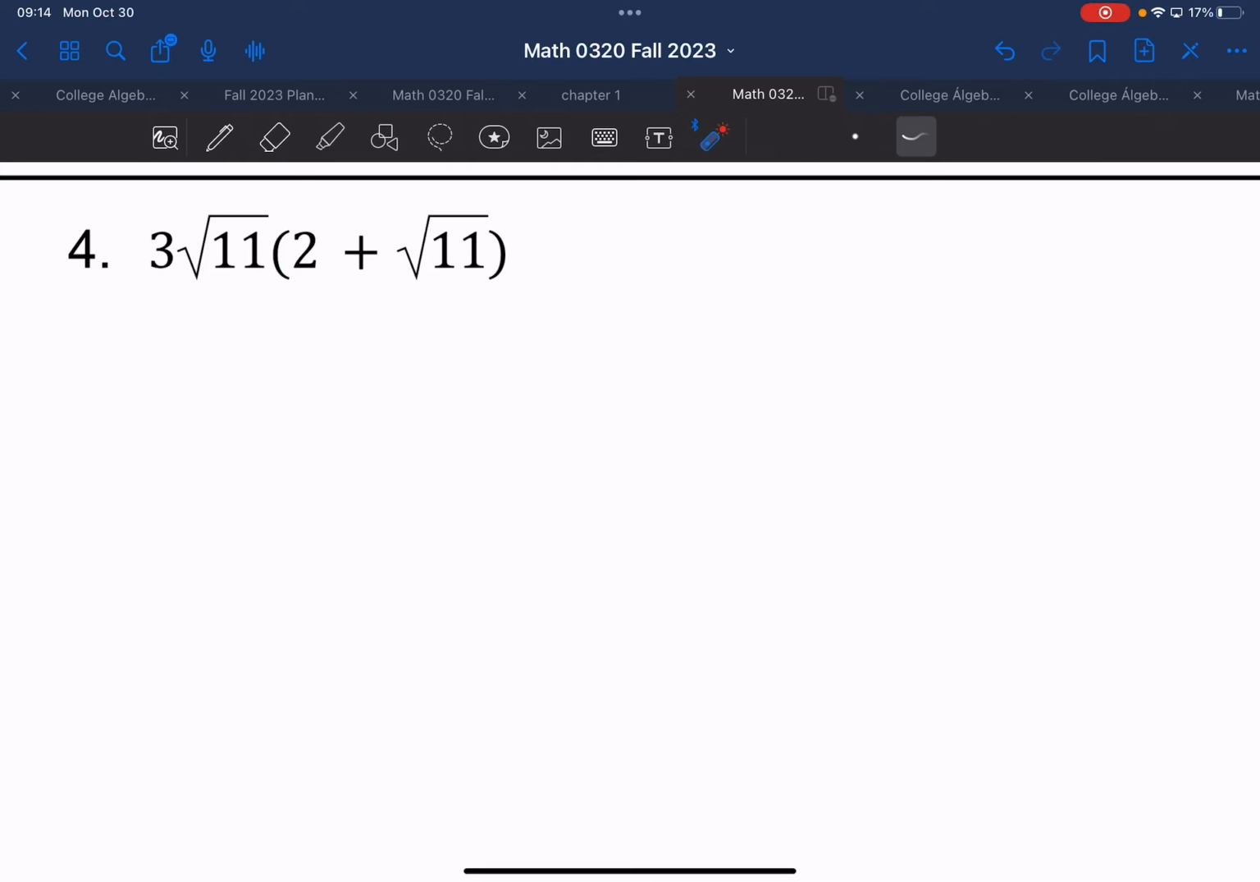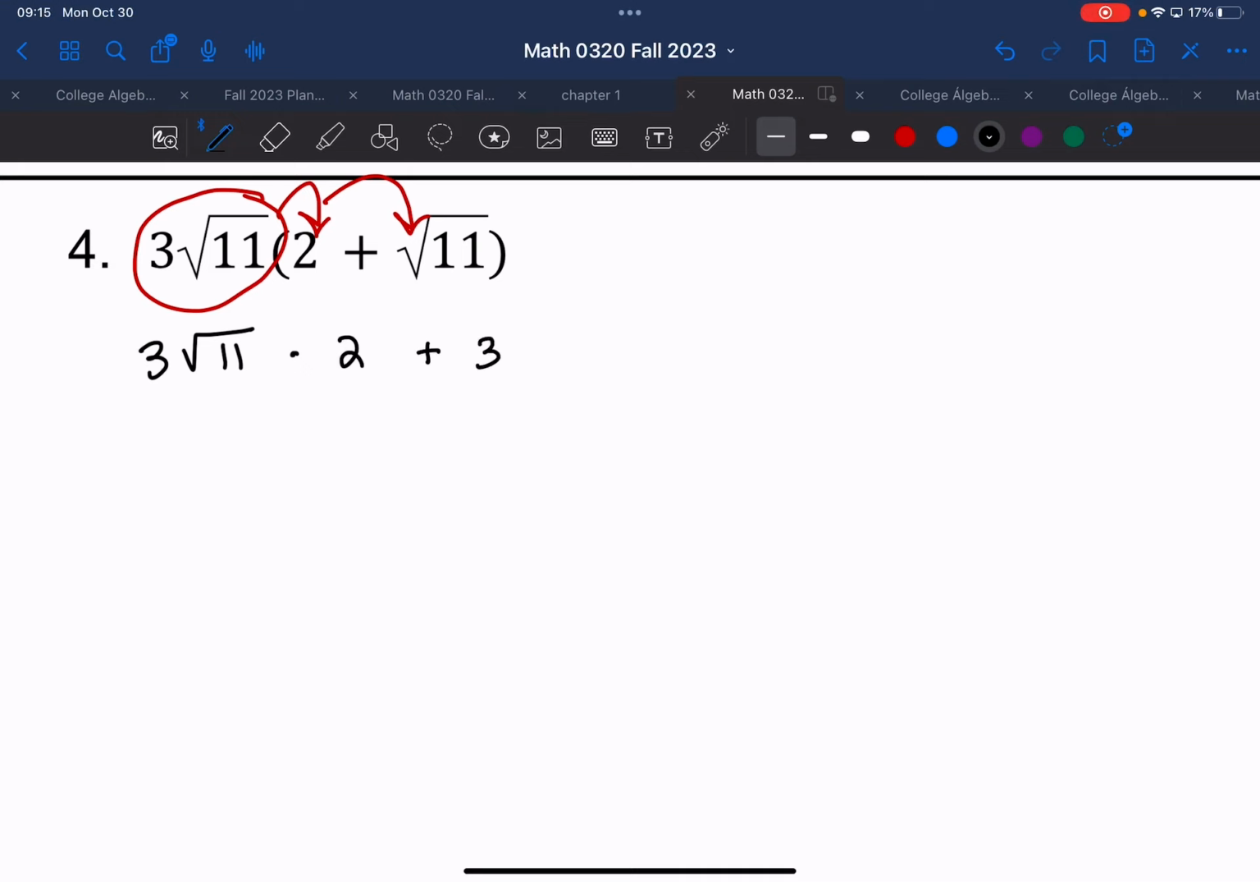So if we have a term outside of the parentheses, that means we use what property? The distributive property. So this 3 times the square root of 11 is going to distribute inside the parentheses. And remember, another word for distribute just means to multiply. So we have 3 square roots of 11 times 2 plus 3 square roots of 11 times the square root of 11.